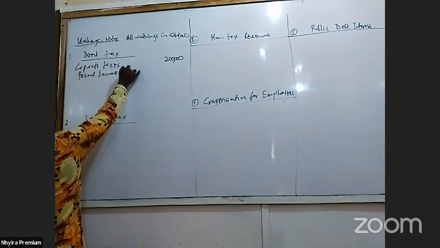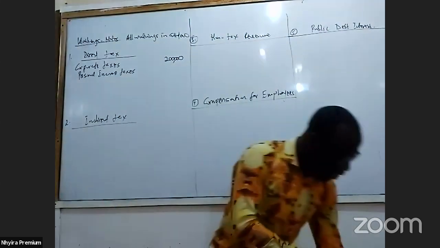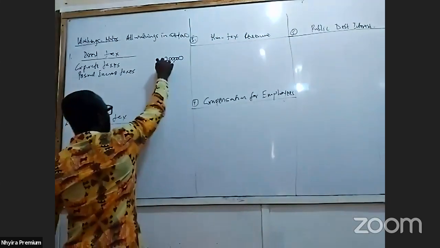Personal income taxes. We have that to be 120,000. It's a direct tax.